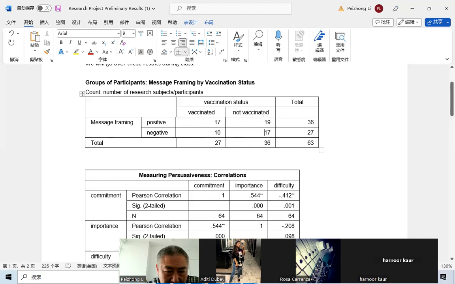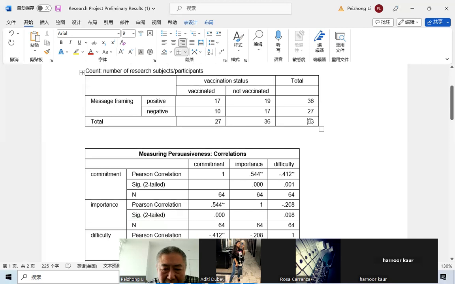vaccinated. So altogether, there's 63. Actually, there's 64 people. Well, we are missing one data point because one person did not answer the question whether you got vaccinated or not. So we are missing one person from here, and 63 people completed all questions.